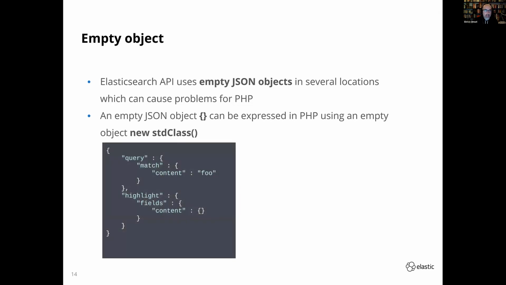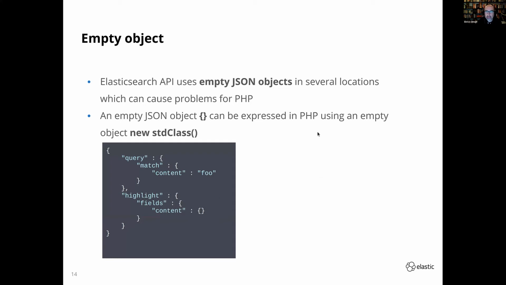This is an example. Imagine that you need to create this JSON in PHP. As you can see, we have two keys, query and highlight. Inside the highlight, we have fields and content, and the value of content is an empty object. As I mentioned earlier, this is the empty object in JSON.